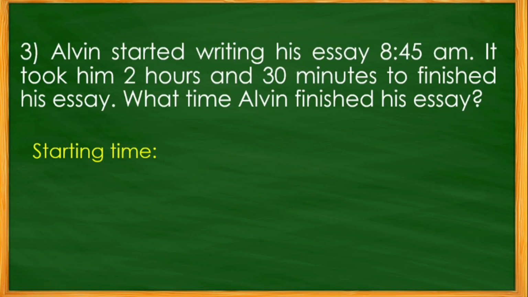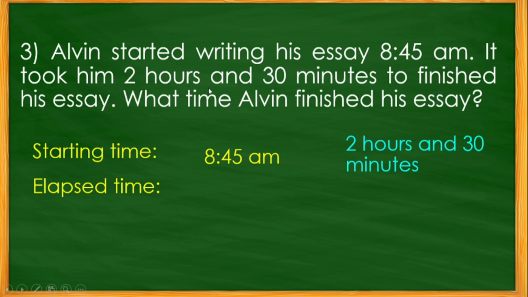For number 3, Alvin started writing his essay at 8:45 a.m. It took him 2 hours and 30 minutes to finish his essay. What time did Alvin finish his essay? So starting time is 8:45 a.m. The elapsed time is 2 hours and 30 minutes. This one is the time Alvin took to write his essay. So this one is 2 hours and 30 minutes.